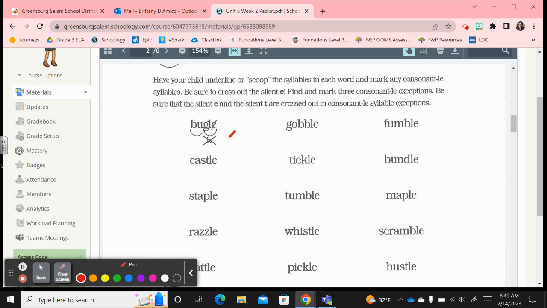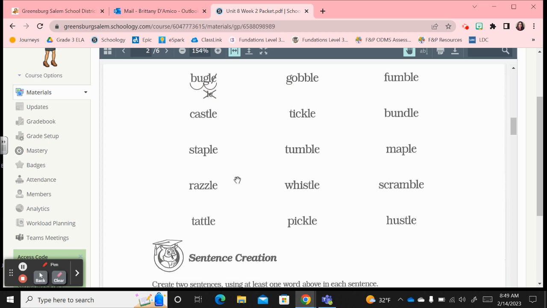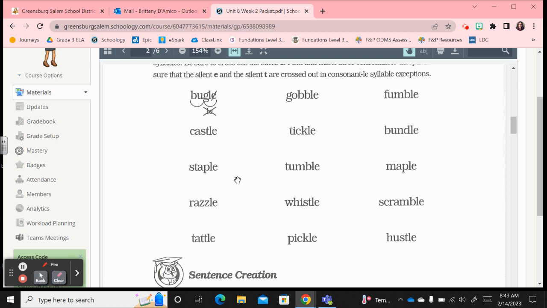They did bugle for us. And remember, bugle is an instrument. It's like a horn. It's similar to a trumpet. Okay, so we have gobble, and here we have the consonant LE.